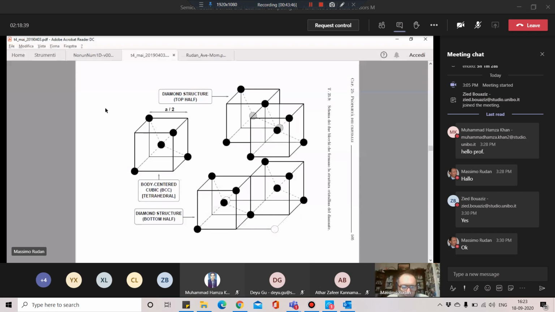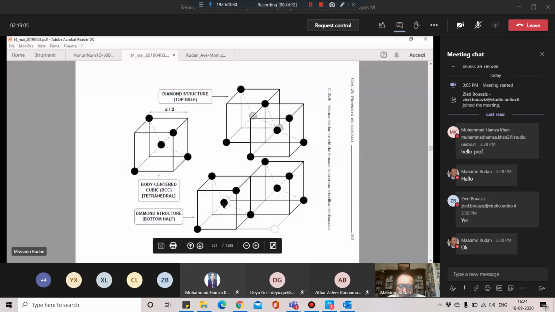So if the external atoms of the small cube attach themselves to other silicon atoms, you start forming structures like those that you can see in the right part of the figure, okay? So let's start with the bottom case, okay?